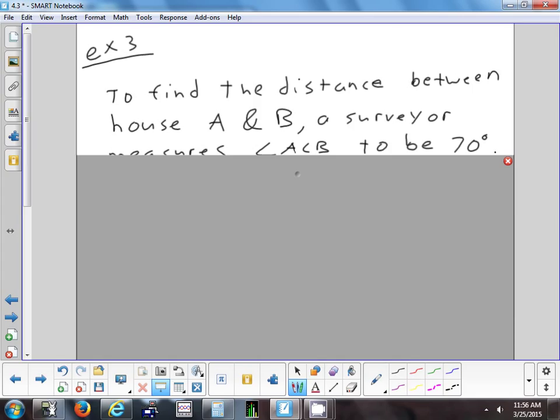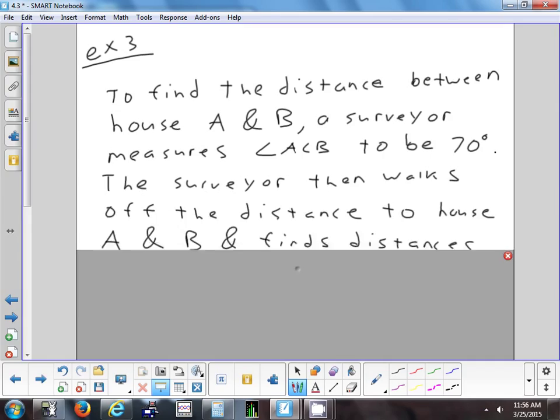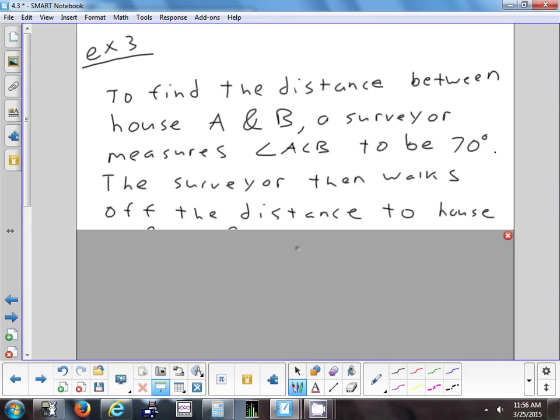All right, so in this problem, a surveyor is trying to find the distance between 2 points. Or 2 houses. We'll call them house A and house B. Those are our 2 points. And when the surveyor measures an angle to one house and then the other house, the angle between the houses comes out to 70 degrees. Okay, I'm going to help you out with the diagram and show you where that is.